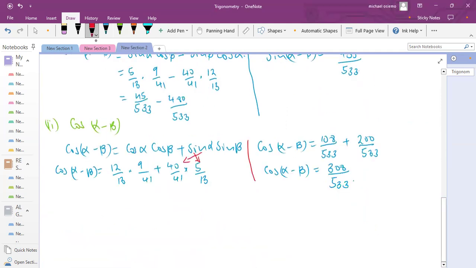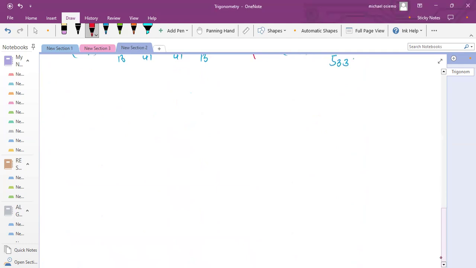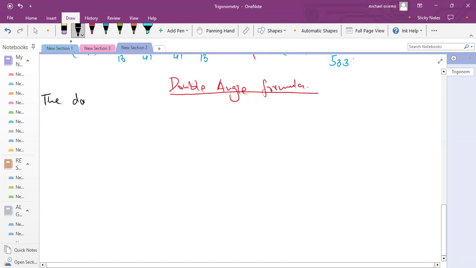So let us look at the double angle formulas. Now, for the double angle formula, we already know the compound angle formulas. And for number one, let's check the double angle formula for sine.